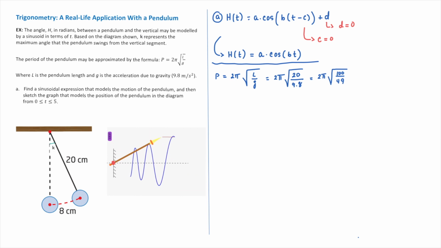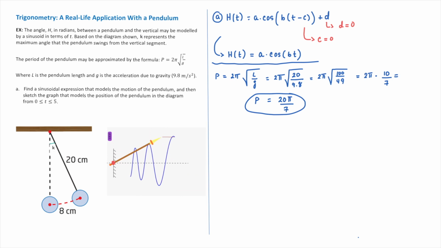So now we're going to get 2 pi times the square root of 100, which is 10, and the square root of 49 is 7. And now we can simplify this as 20 pi divided by 7. So that will be equal to 20 pi divided by 7. So then that becomes nicely the period.